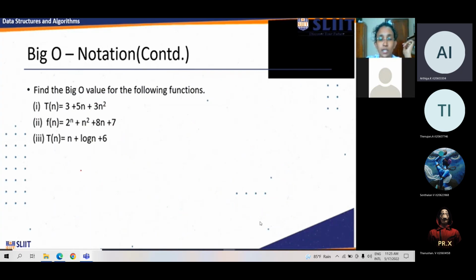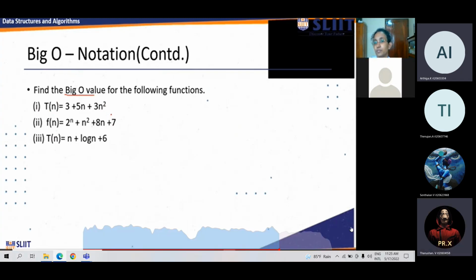Okay, now it's your turn. What is the Big O value of the first function? T(n) functions have been given. So this is also like, what is the Big O value of the first T(n) function?